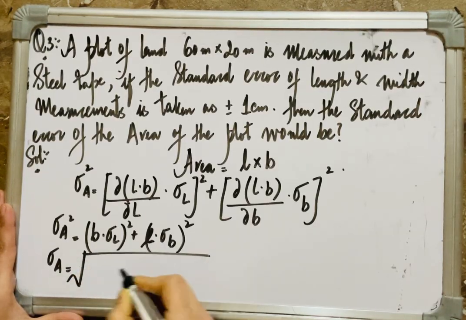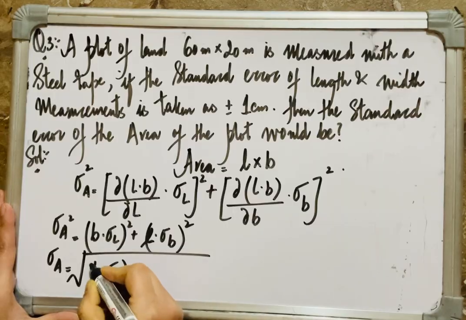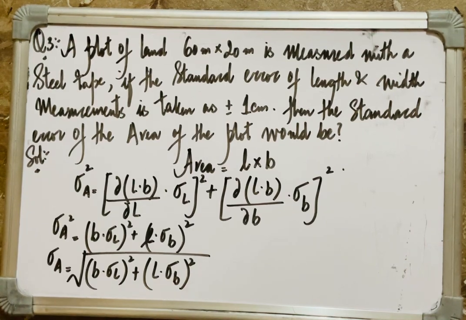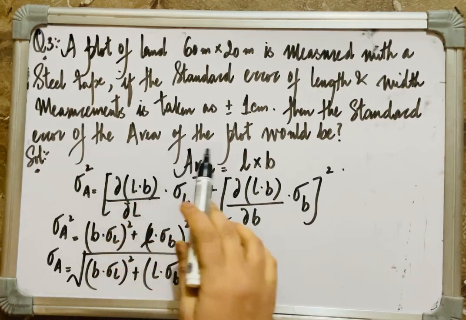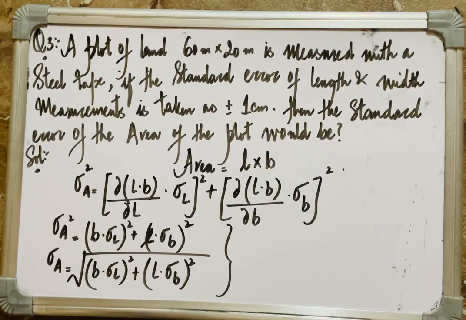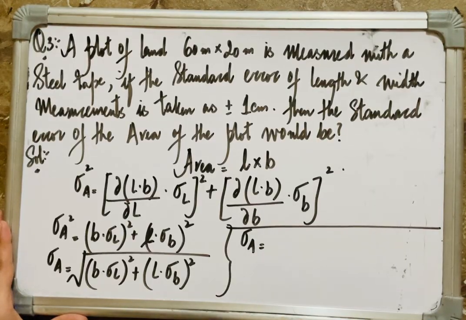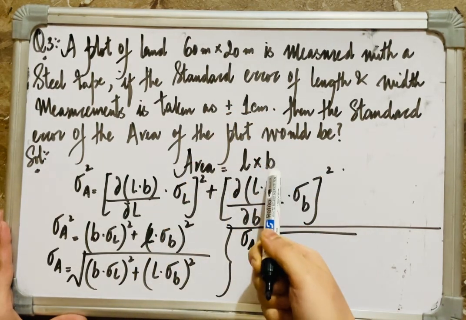So sigma A is the square root of... all right, this is the standard equation by which I can find the standard error in this area of the plot, and this is equal to square root of breadth multiplied by standard error of length, square of it, plus length of the plot multiplied by standard error in breadth, square of it. So standard error in the area is equal to how much? What is B? It's 20.